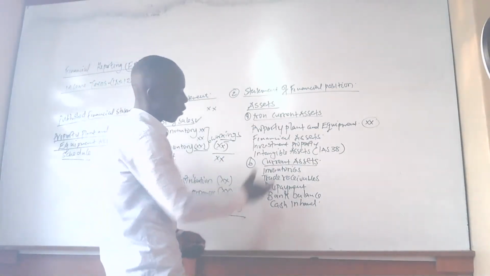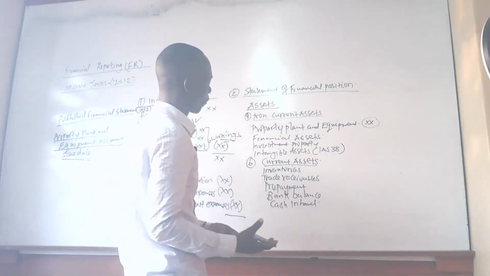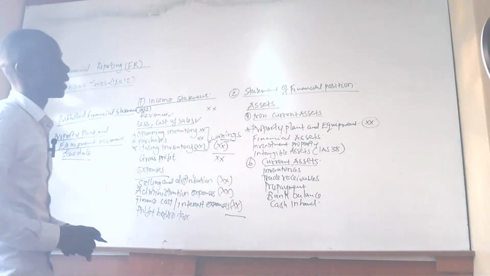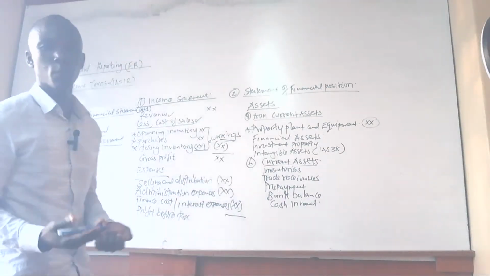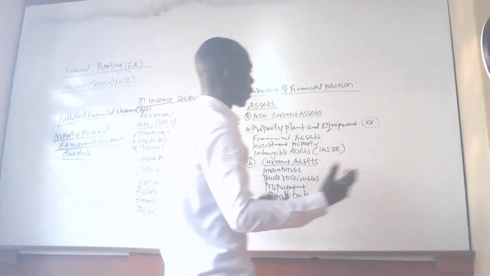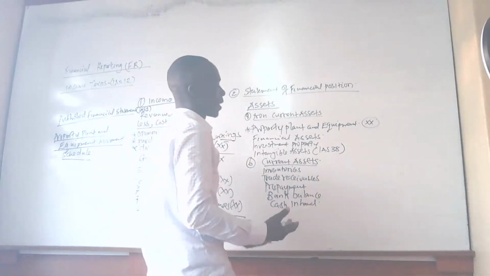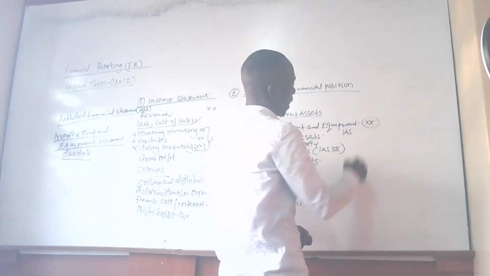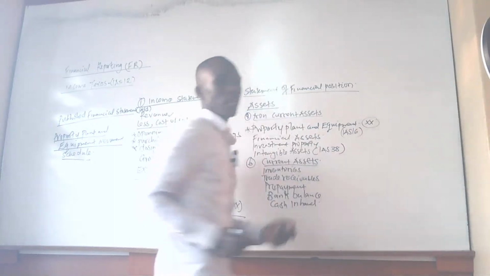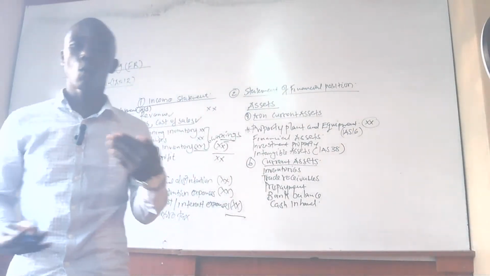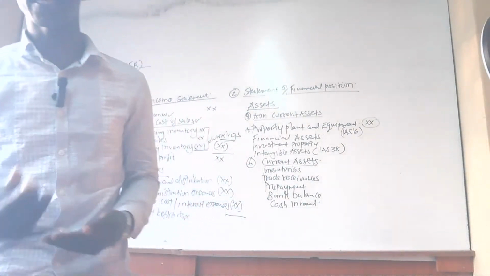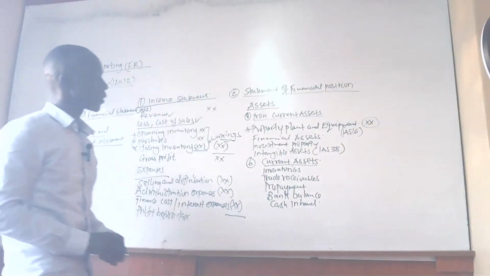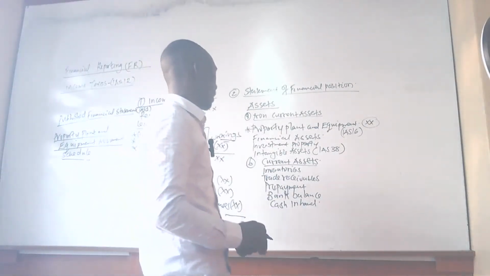What you can see is we have only a slight difference when it comes to the property, plant, and equipment. This property, plant, and equipment, we are going to look at in detail when we look at International Accounting Standard 16. International Accounting Standard 16, we are going to elaborate in detail. So that's about the current assets.